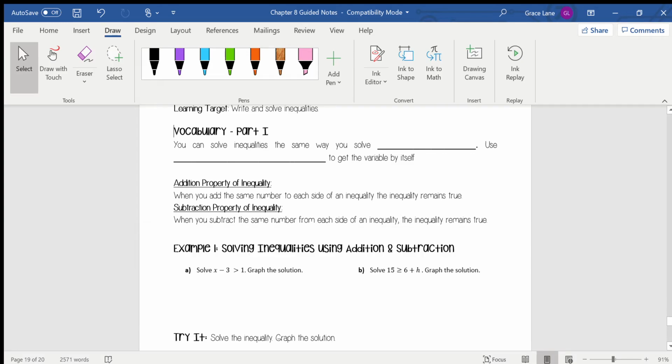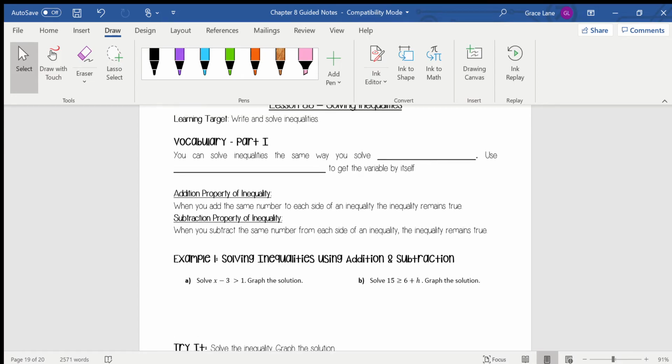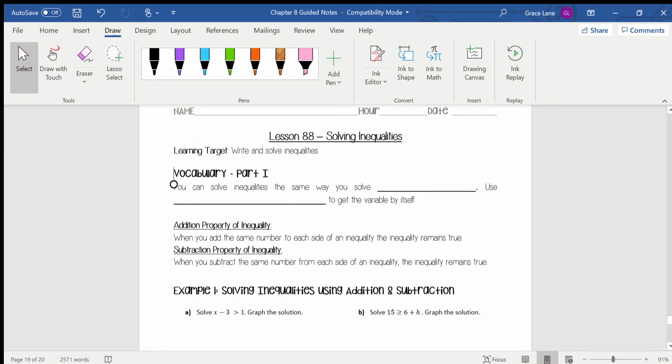Morning, you guys. This is the last part of chapter 8. We are going to be solving inequalities, and I really like this section because it is very similar to solving equations. I also kind of like solving inequalities. I hope that you guys see that this is very much a review of things that we've already done this year.